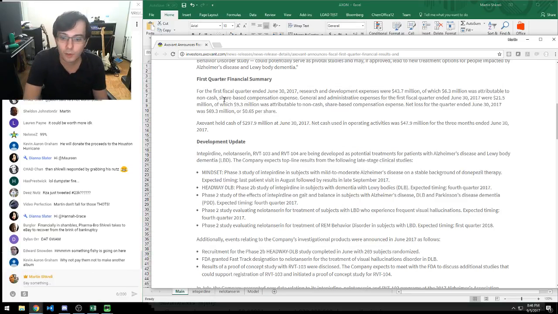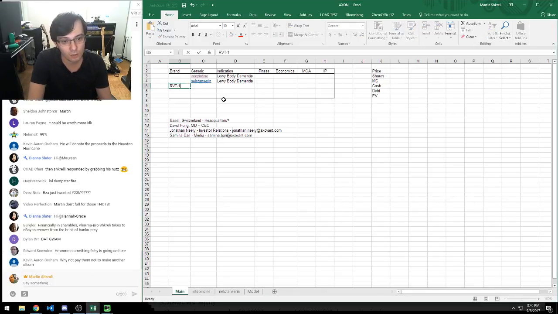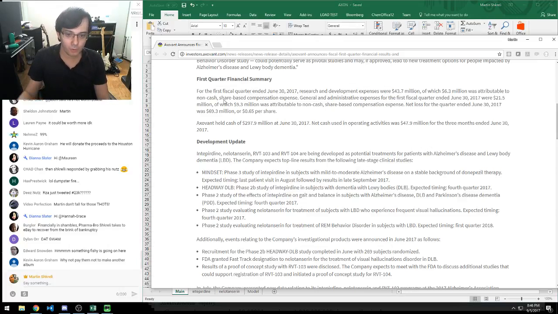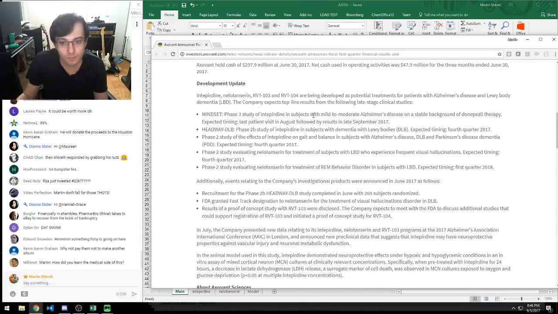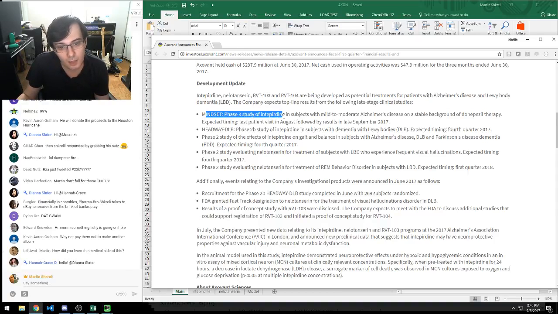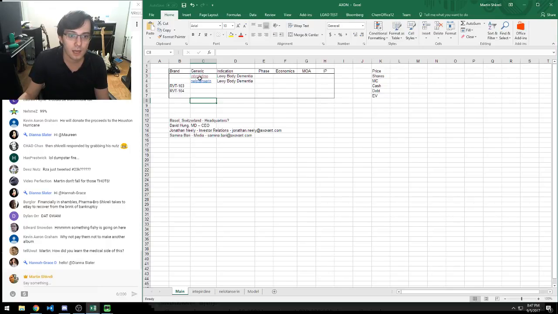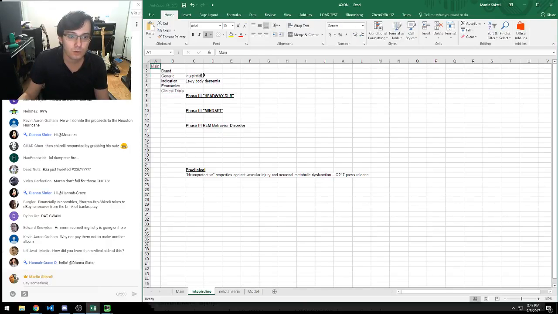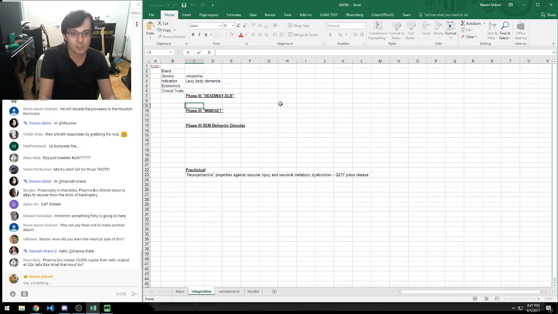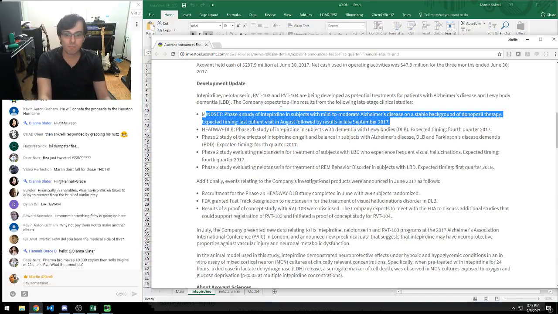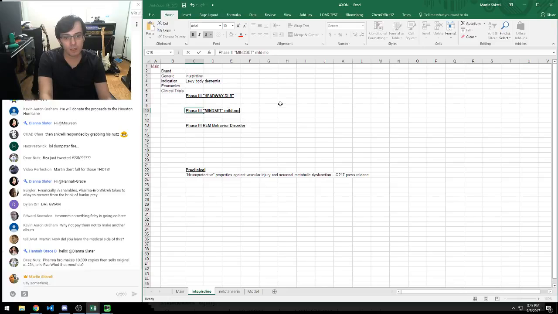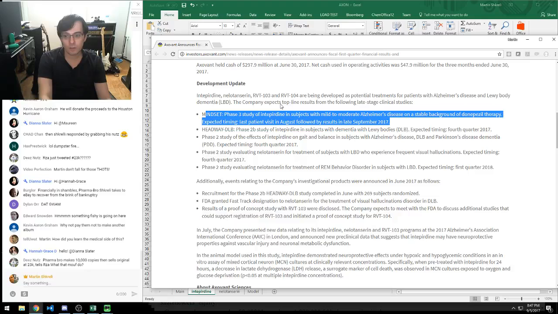And I should mention that I have no preconceived notions as to whether or not this clinical trial will fail or succeed. So we're really going to both learn from scratch here. The company expects top-line results from the following late-stage clinical studies. Mindset, a phase 3 study of interberdine in patients with mild to moderate Alzheimer's disease. Okay, so let's do that. Interberdine. Phase 3 Mindset in mild to moderate Alzheimer's. All right, we're going to look into that really carefully.